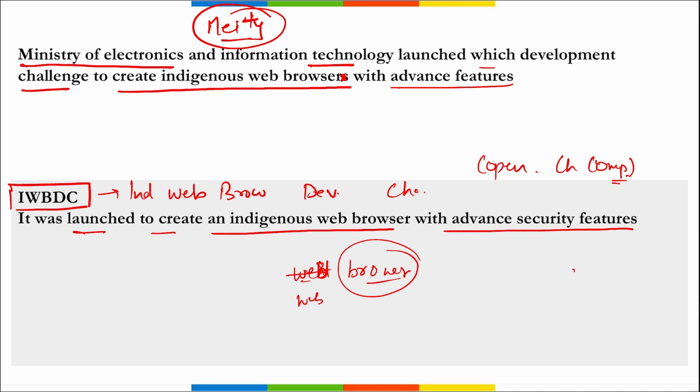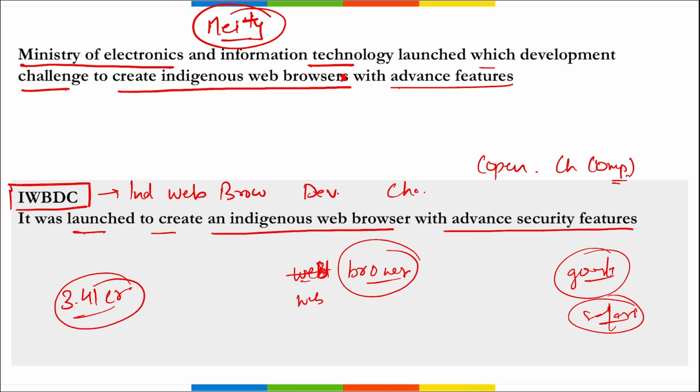Because right now we know that we are using Google Chrome, correct? Safari. These are not Indian web browsers, correct? So for this, a prize money of 3.41 crore rupees was also kept, and the winner will receive a prize of 1 crore rupees along with ongoing support for the further development of the browser, and this is the total prize for the challenge.